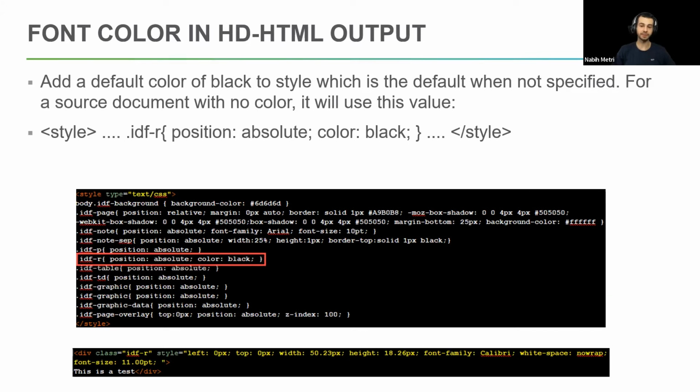Prior to this change, when a font color wasn't present in a source document and was converted to HD HTML, the font color would be omitted. So we're now providing a default font color of black for cases like this. As you can see in the screenshots, we're now adding a style that gets applied to provide that black font color.